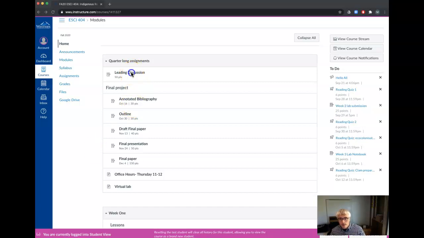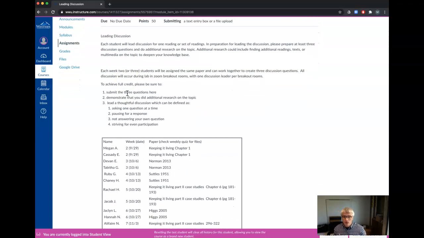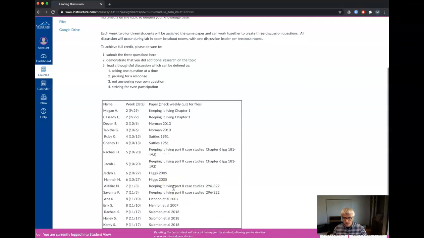But just so everybody's aware, everybody in this class will lead a discussion, and it'll be up to you to remember when you're leading that discussion. So during our second week, which will be our first lab meeting, Megan and Cassidy are leading the discussion based on Keeping It Living Chapter 1, then Devin and Tabitha for Emma's paper, Norman 2013, so on and so forth.